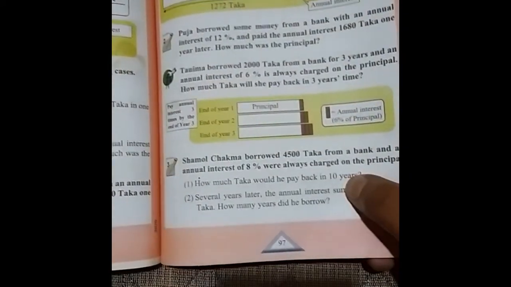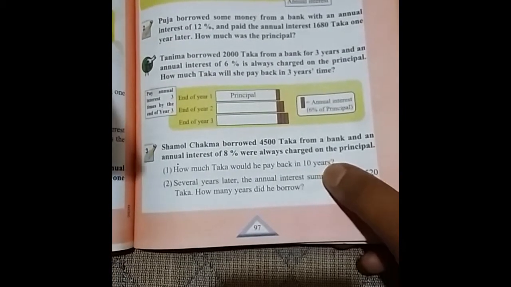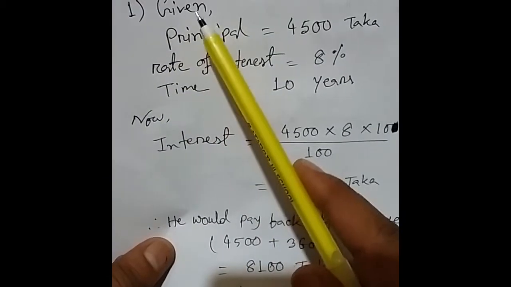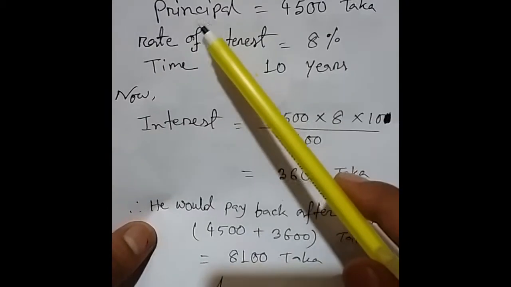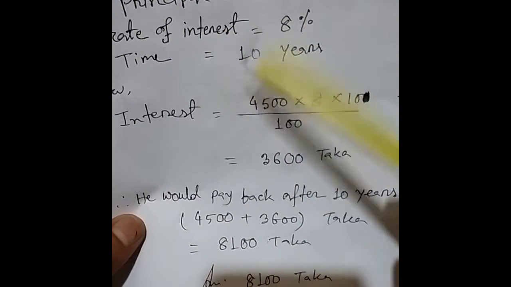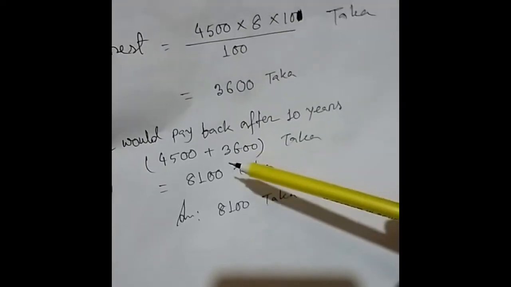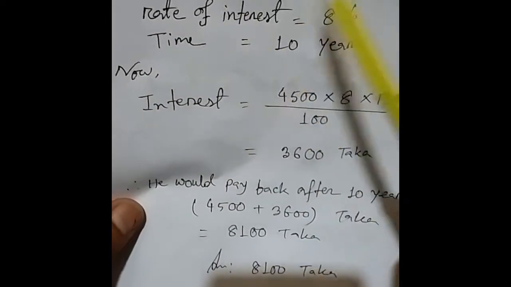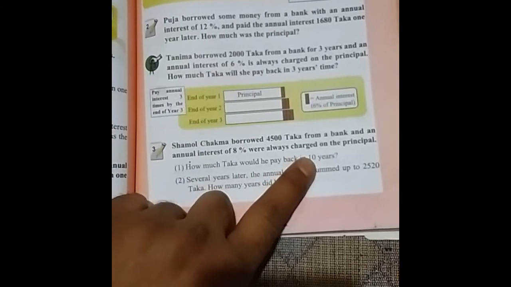If the video is not clear, then you have to see your book, the questions, page number 97. Look here. First of all, example 1 is given: how much I have to pay back. Payback means principal plus interest. So first we have to find the interest, then we add the principal and the interest to get the payback. Given principal 4,500 taka, rate of interest 8%, time 10 years. It is given in the question, 10 years.